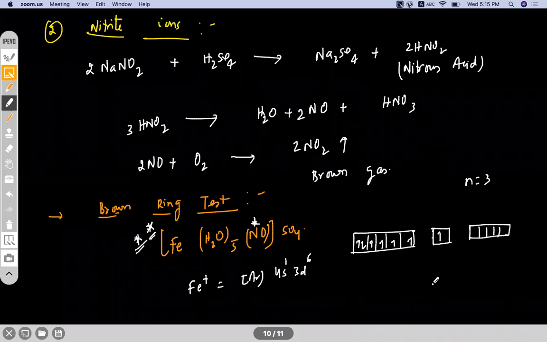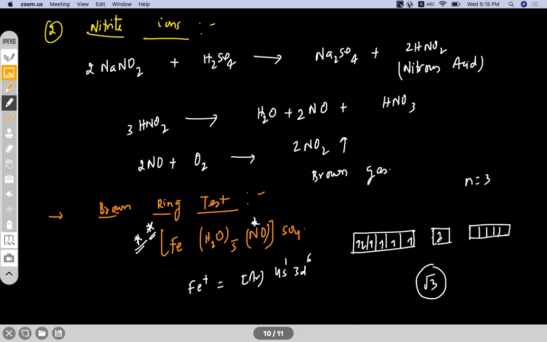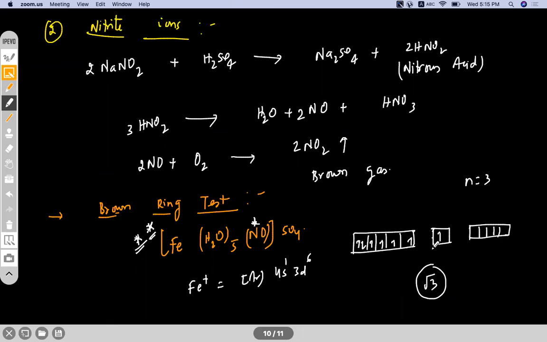Because if it is 1, it has √3 magnetic moment, right? But this is not the magnetic moment observed in the case of this, right? The kind of behavior it has in presence of a magnetic or electric field is not satisfied by only one unpaired electron. Right. So yes, these are the factual things that you should memorize. You should keep this in mind.